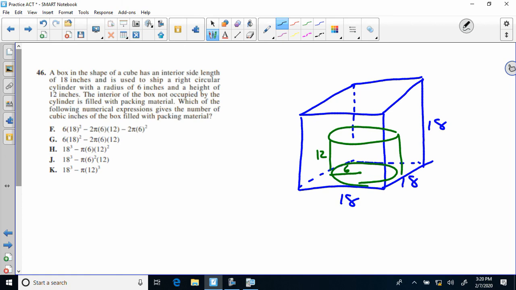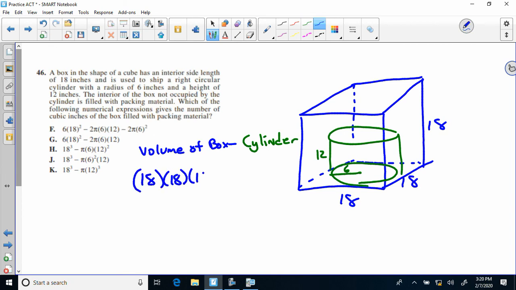It says the interior of the box not occupied by the cylinder is filled with packing material. Which of the following numerical expressions gives the number of cubic inches of the box filled with packing material? So they want to know how much of the box has packing material in it. So basically you're taking the volume of the box and subtracting the volume of the cylinder. That would give you the packing area. The volume of a box is length times width times height, or 18 times 18 times 18. And the volume of a cylinder, remember, if the base is the exact same as the top of it, is always the area of the base times the height.